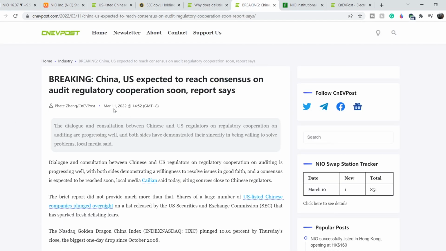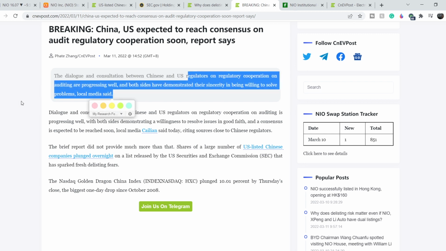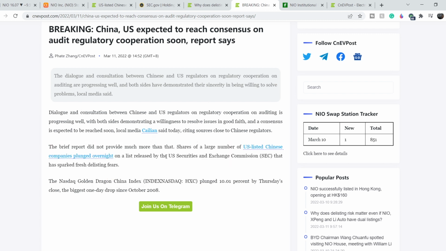It was also published on March 11, and it says: China-US expected to reach consensus on audit regulatory cooperation soon, report says. The dialogue and consultation between Chinese and US regulators on regulatory cooperation on auditing are progressing well, and both sides have demonstrated their sincerity in being willing to solve problems, local media said. The brief report did not provide much more than that. Shares of a large number of US-listed Chinese companies plunged overnight on a list released by the US Securities and Exchange Commission that has sparked fresh delisting fears. So, I think everything will be solved with the delisting of Chinese companies. And let's continue with this news.